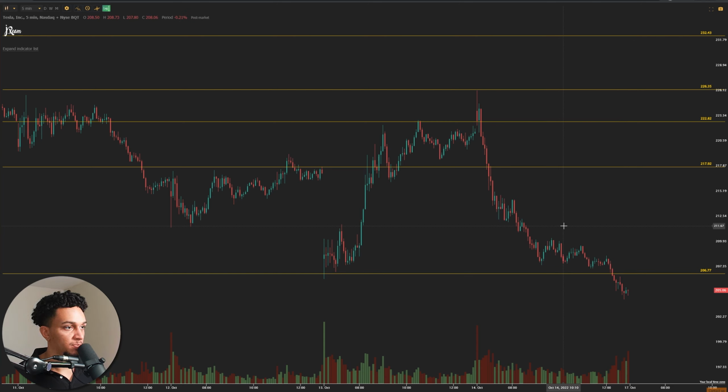And this is how powerful supply and demand zones are. When you trade with the big banks on your side, it just makes trading a lot easier, a lot simpler. It's way less stressful than trying to trade against the trend and trying to trade against the people who actually move the market.